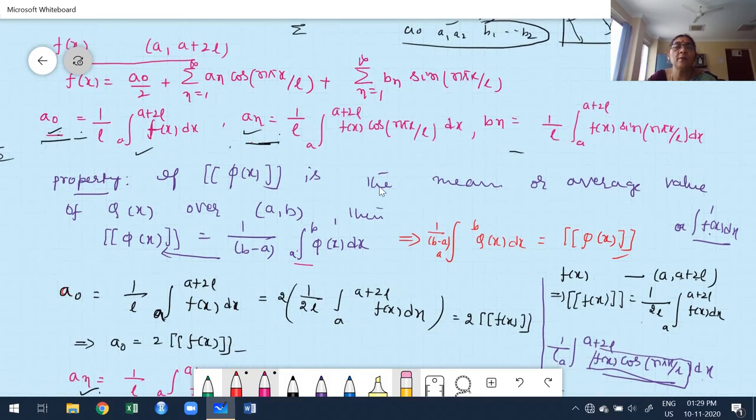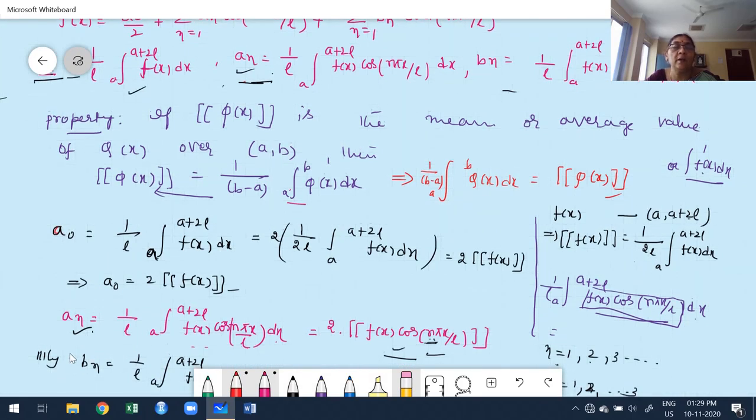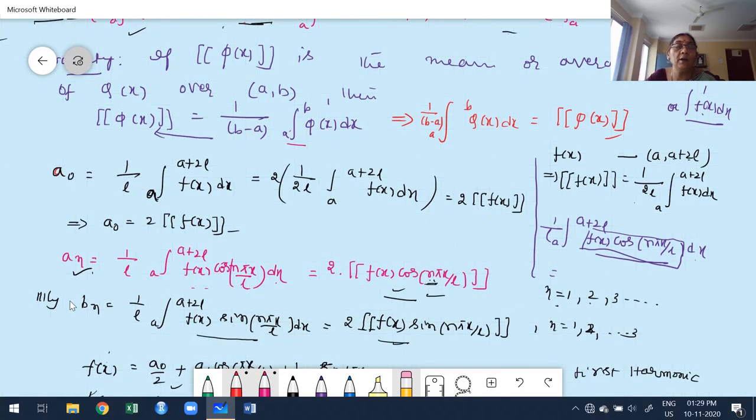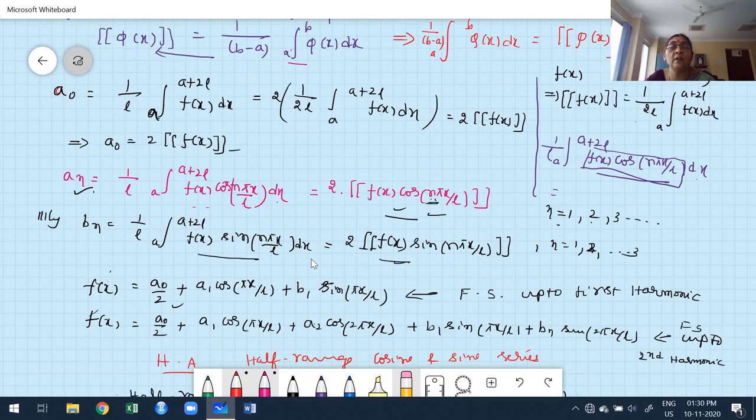Therefore, now we are going to consider one property. Suppose phi of x is defined over the interval a comma b. The mean of phi of x is nothing but 1 by (upper limit minus lower limit) times the integration from the lower to the upper limit of phi of x dx. With the help of this formula, we convert to alternative formulas for a naught, an and bn. But you can't generally find an and bn this way, because this average is not the same from 1 to infinity. Based on n, the value of the average changes from a1 to a2, a2 to a3. Therefore, this is one disadvantage in finding an and bn.